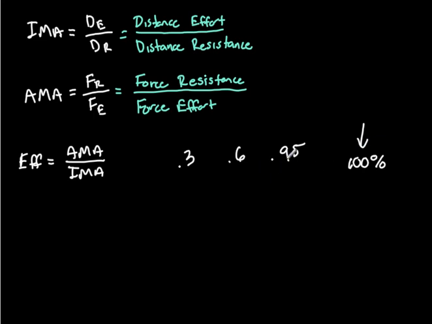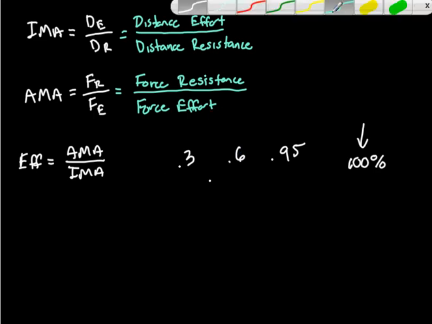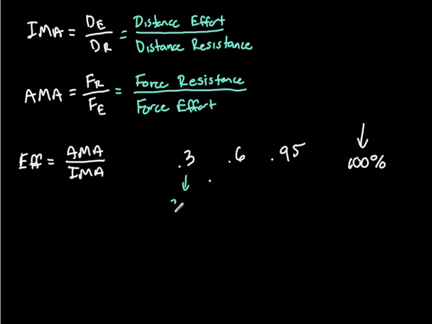And no simple machines are 100% efficient. If you can find a 100% efficient machine, you can definitely count on yourself to be one of the richest people on the face of the earth. And just to give you a quick jump, 0.3 would be 30%. We're taking the decimal place and jumping it twice, so it would be 30. Take the decimal place, jump it twice, we get 60. And 0.95, jump it, we get 95%.